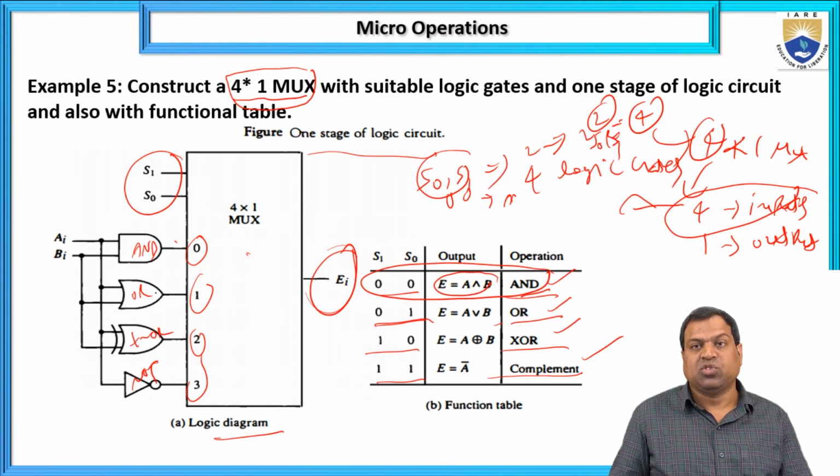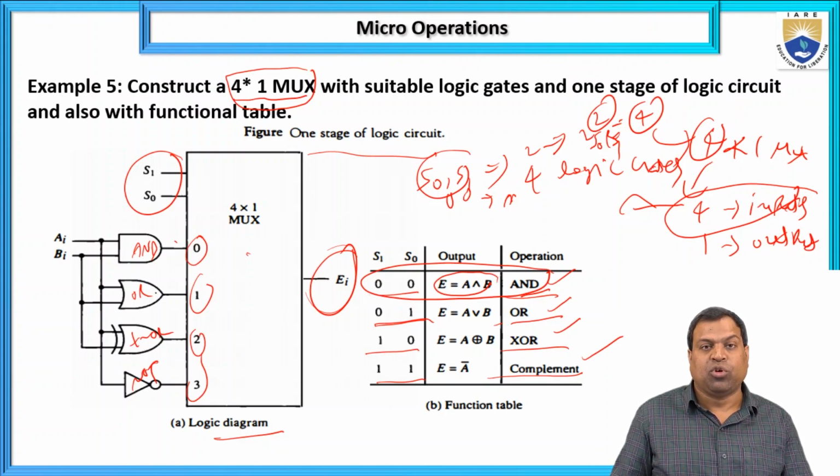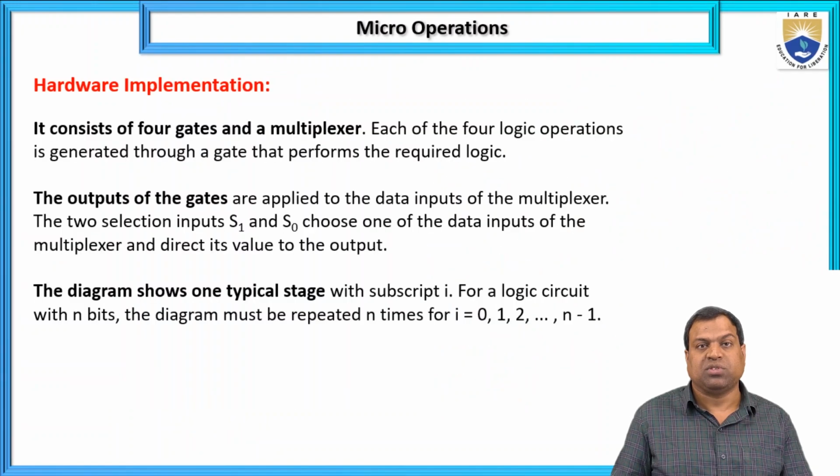A 4:1 mux with suitable logic gates forms one stage of the logic circuit. So here I am taking 4 inputs and 1 output. What are the 4 inputs? The 4 different logic gates, with 2 selection inputs, that is S0 and S1.